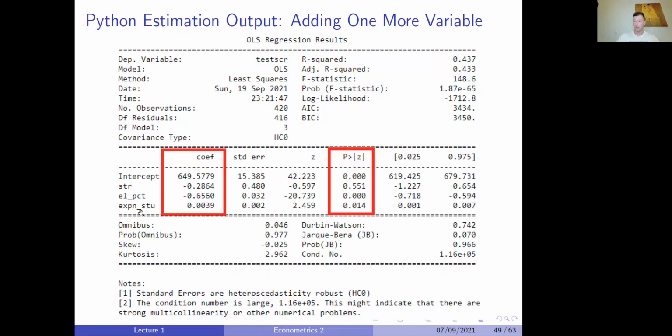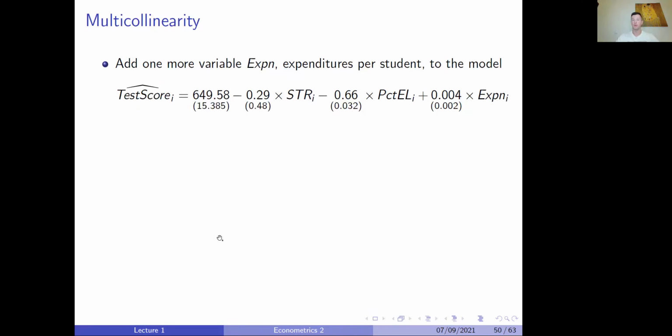If we add one more variable, expenditures per student, which is also reasonable, the more money a school spends on students, the more potentially the richer is the school, so probably the school can attract better teachers and the educational outcomes are going to be better. But now look what happens.